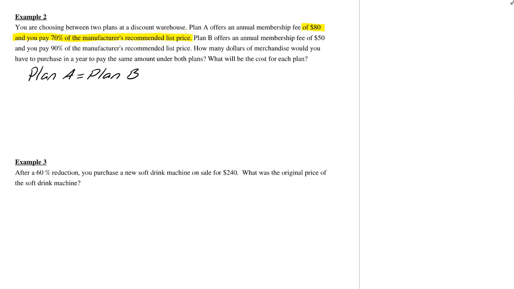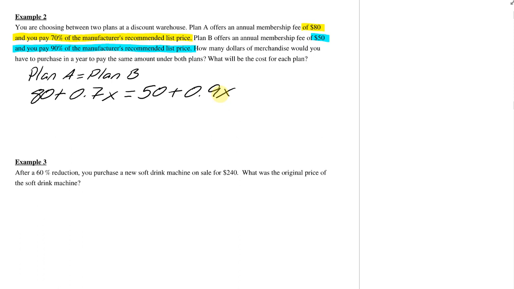So remember that the word "of" generally means that we want to use multiplication. So it's $80 plus 0.7x, where x is the list price. We don't know what the list price is. And then for plan B, it says a membership fee of $50 and then 90% of the recommended list price. So this would be the other side. And so this would be 50 plus 0.9x.